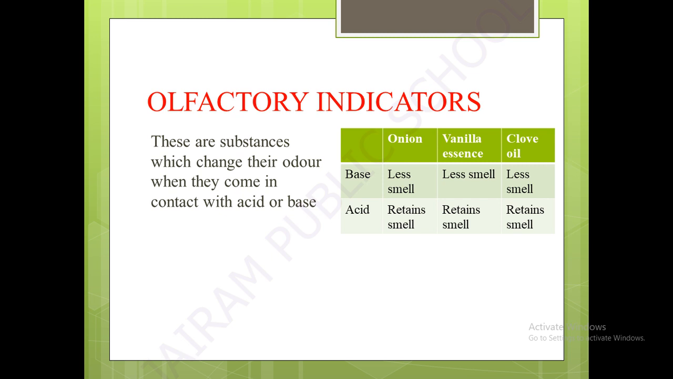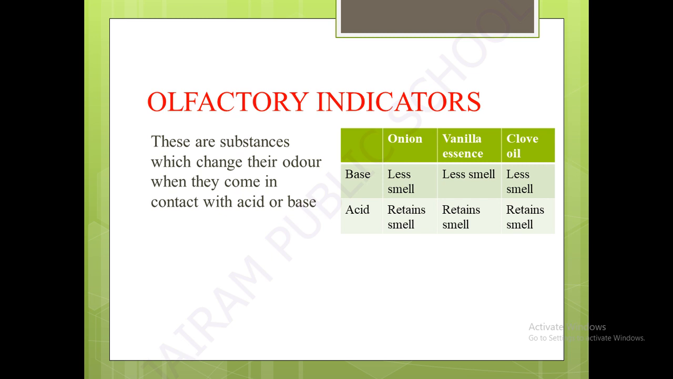So onion, in acid, retains its smell. If you add some base, the smell will be very less. In vanilla essence, the same: in acid the smell will be vigorous, and in base the smell will be less. And clove oil, in acid it retains the smell, and in base the smell will be reduced. Clove oil is prepared from the clove. So from this we can tell, with the change of odor, that is the change of smell, we can identify whether the substance is acidic or basic.